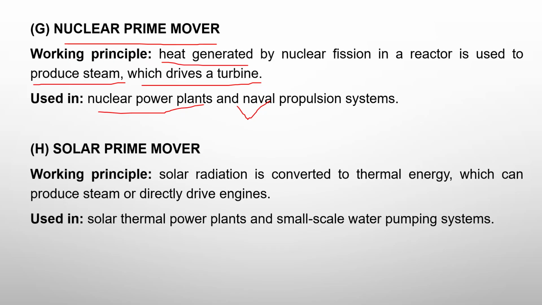The next is the solar prime mover. In case of the solar prime mover, solar radiation is used to convert the water into steam, or it is directly used to drive the engine, and that is used in the solar thermal power plant and in small scale water pumping systems.